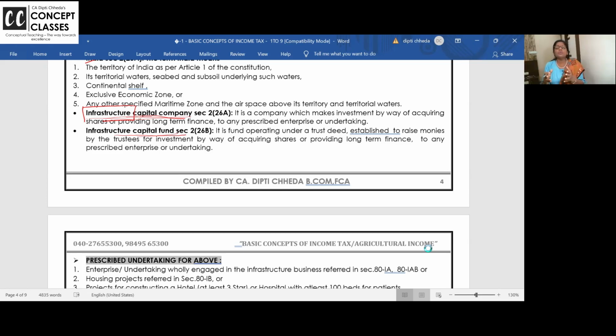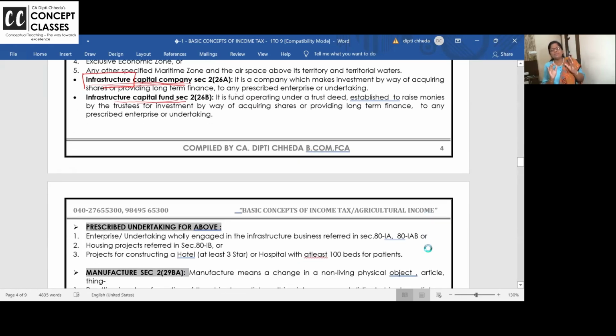Till then, who is going to do the funding? Companies. So there are funding companies who collect money from the public, they accumulate it and they invest in other companies. These are called infrastructure companies. It is a company which makes investment by way of acquiring shares or providing long-term finance to the undertaking. So for infrastructure, just the meaning is enough. When I go ahead, I'll explain.